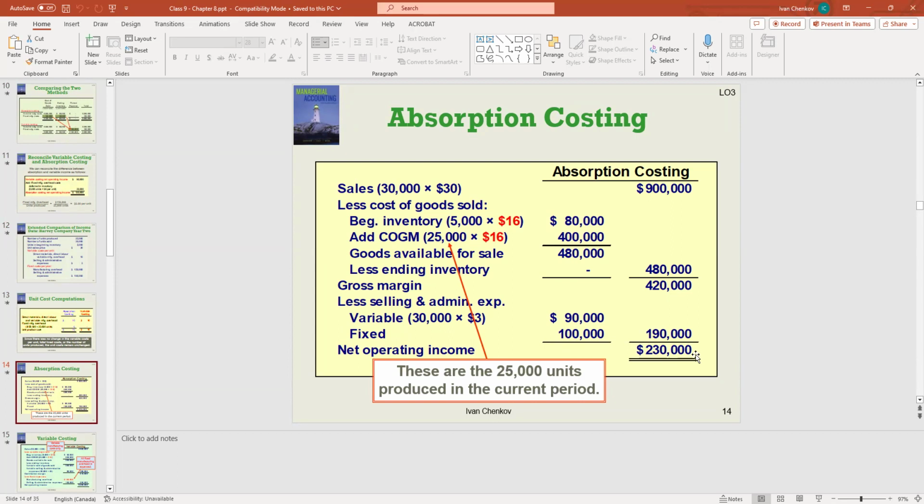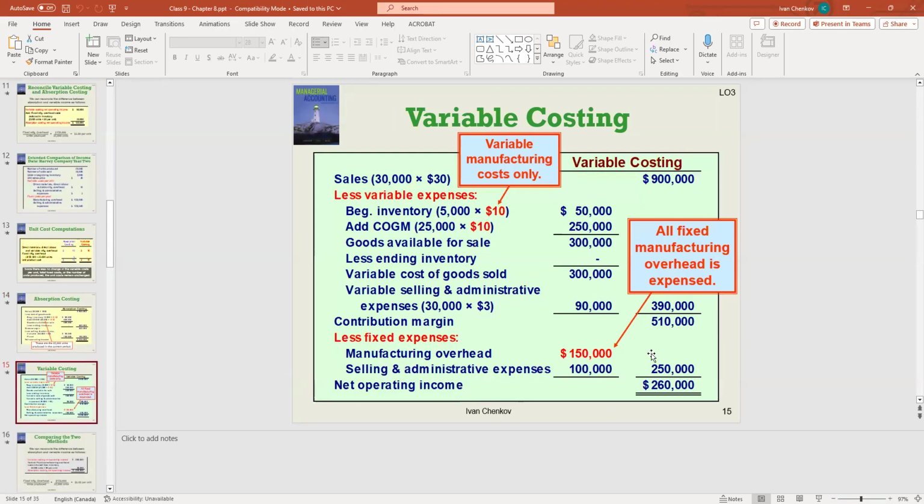Now, what's going to happen with the variable? On the variable, our beginning inventory will be cheaper, only 50,000. So what that means, that's going to hit us on the operating income. Since we have $30,000 cheap beginning inventory, there will be less expenses in the period. So that means we naturally should expect on the variable costing, our operating income to be $30,000 more. Let's see if this actually is going to happen. At first glance, yes, it is.